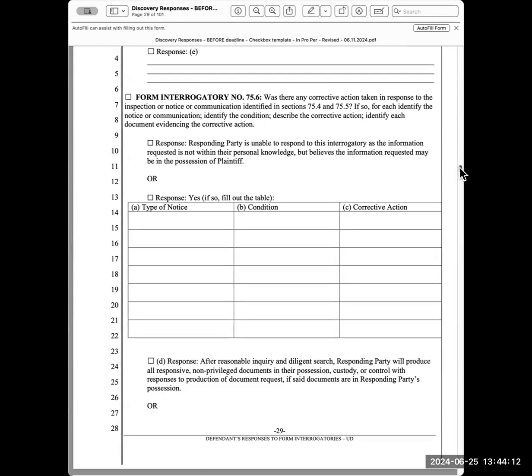Form Interrogatory 75.6. Was there any corrective action taken in response to an inspection or notice or communication identified in sections 75.4 and 75.5? If so, for each, identify the notice or communication, identify the condition, describe the corrective action, identify each document evidencing the corrective action. Again, a question for the plaintiff to answer, but the tenant may also have information that you could put in here. If you don't know, you can put that in here. It's not saying that it didn't happen. It's just saying that the information may be in the possession of the plaintiff instead, the landlord or the property manager.